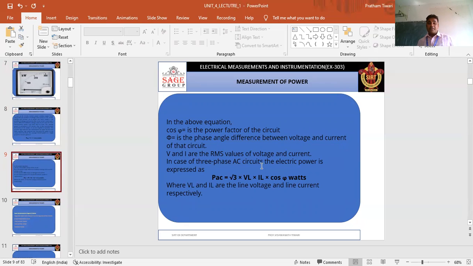In case of a three-phase AC circuit, the electric power is expressed as P AC equal to root 3 VL IL cos phi, where VL is the line voltage and IL is the line current, or in other words, VL is the load voltage and IL is the load current.